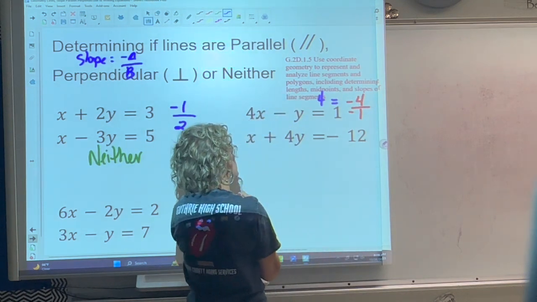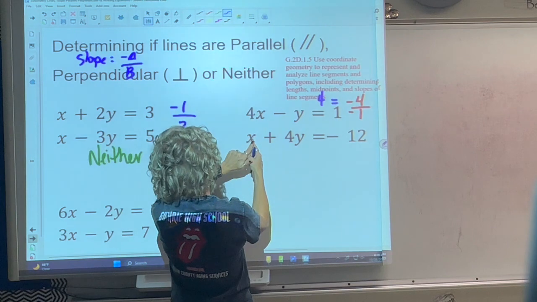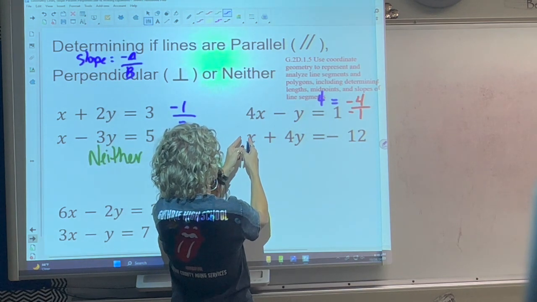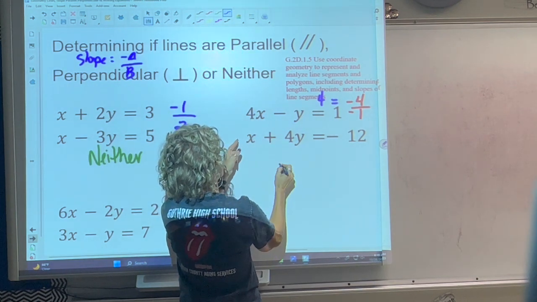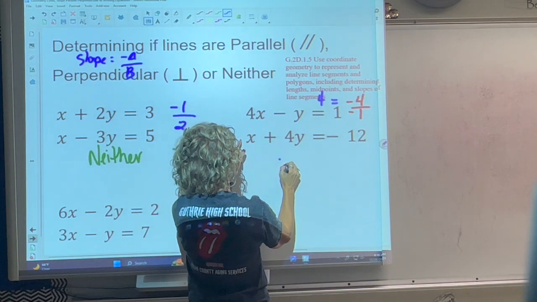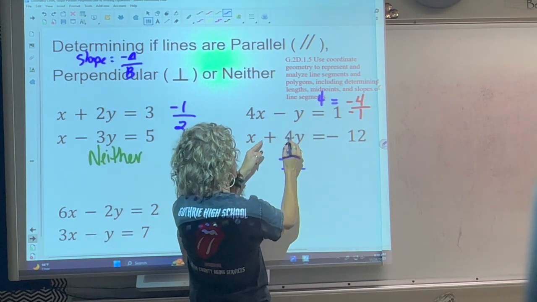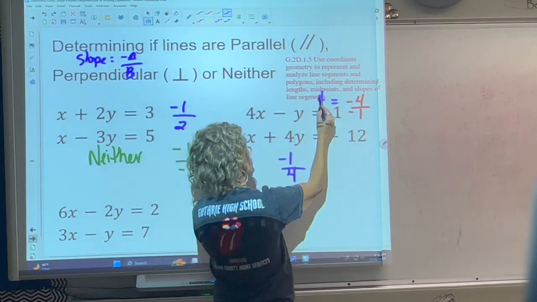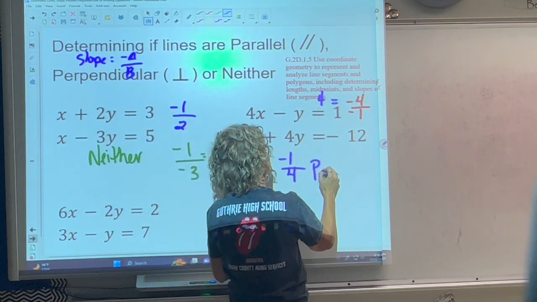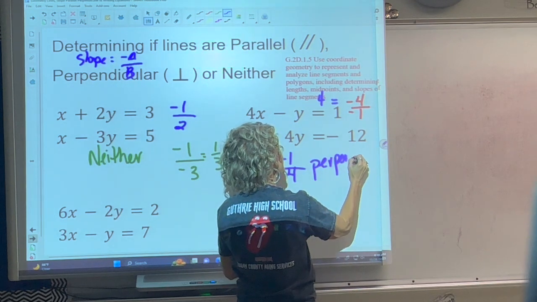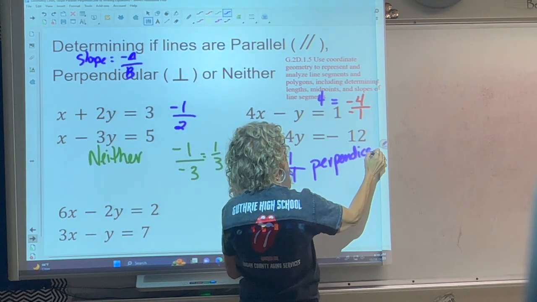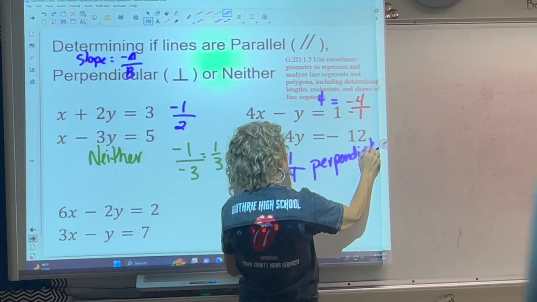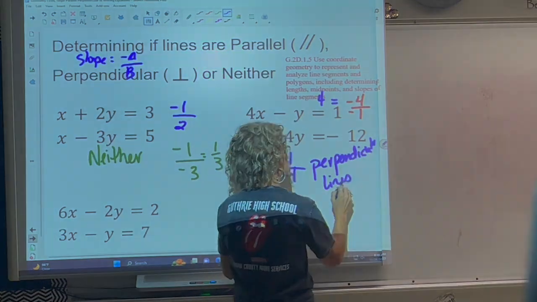So let's find out what this is. A is 1, so the opposite of A is a -1 over B, exactly 4. So we do have a -1/4. So we have 4 and a -1/4, and so these are perpendicular lines. I can't spell. So these are perpendicular lines.